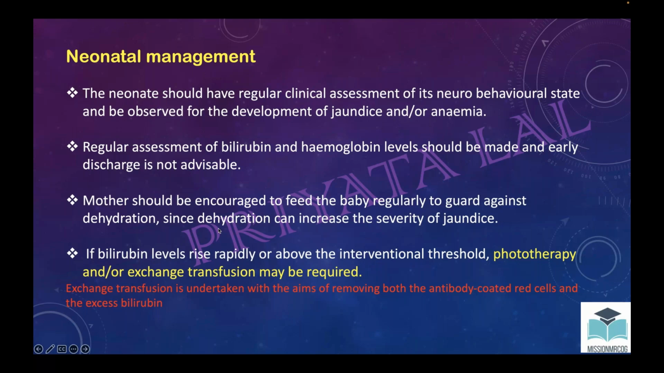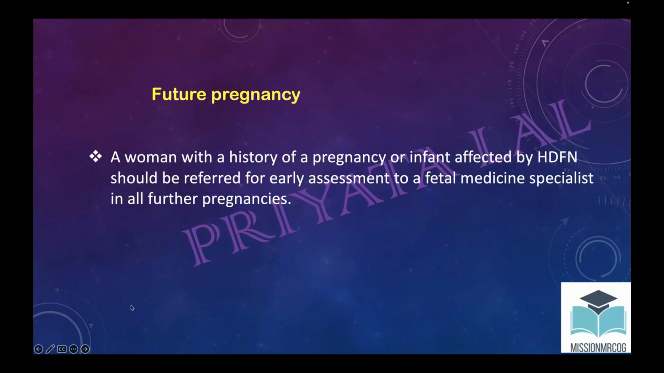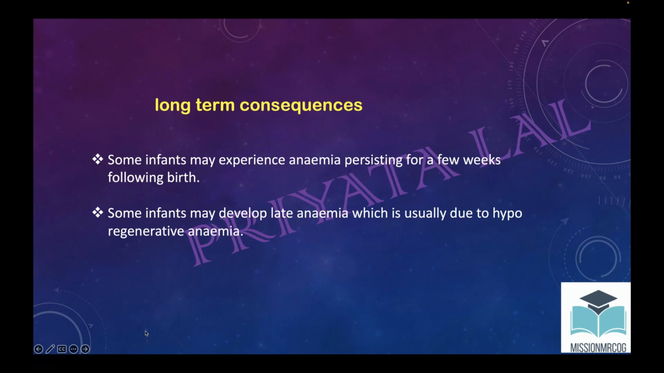Now, what could be the implication for future pregnancy? A woman with a history of a baby affected by HDFN: in a future pregnancy, there should be early assessment and referral to the FMU, which I have already explained previously. Now, what could be the long-term complications that can happen if the anti-cell antibodies are there?